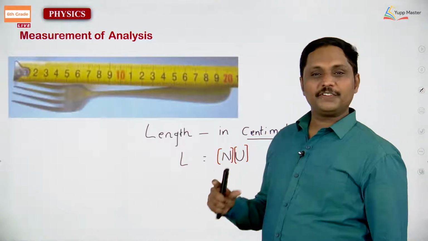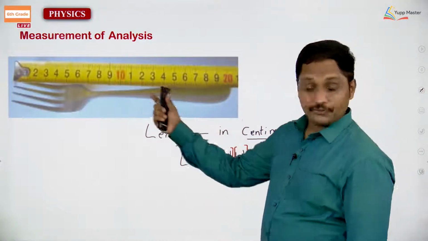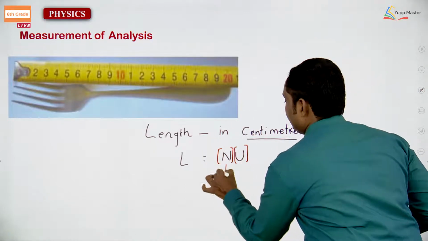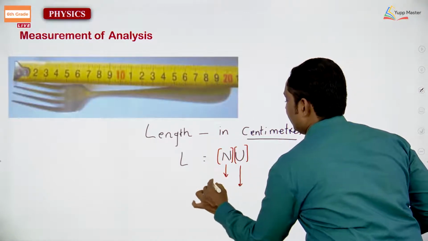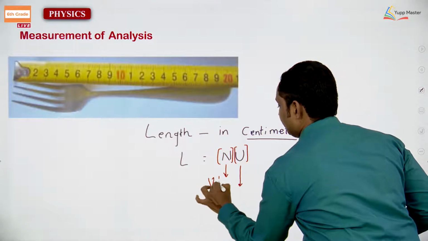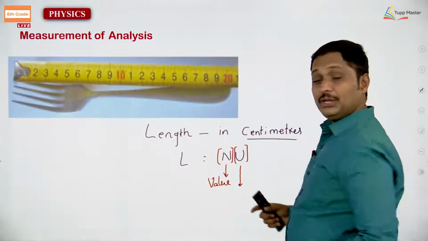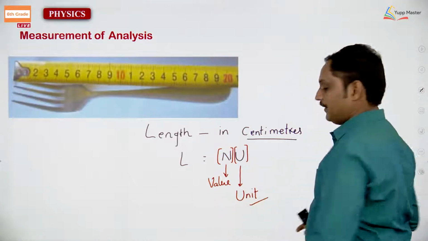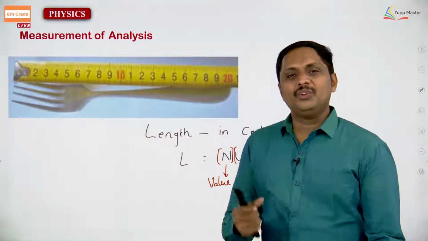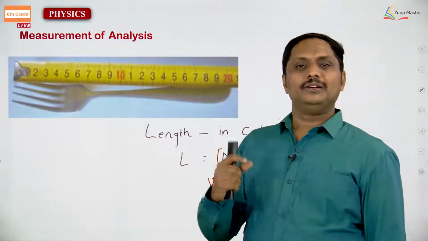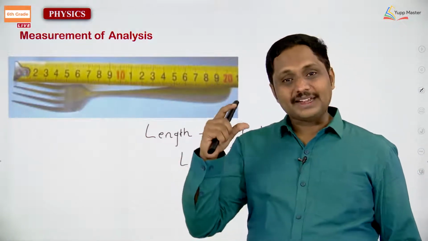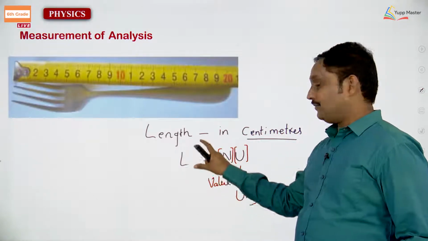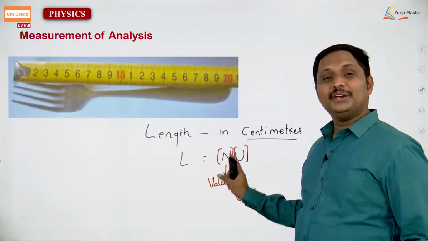What is N, and what is U? N represents the value, and U represents the unit. If you want to express one quantity in terms of desired units, you need to specify it: one physical quantity is equal to N into U.